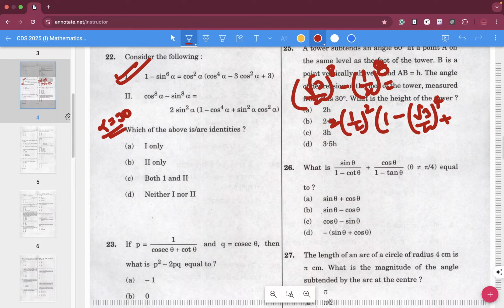Okay, right? Whenever you come across sin cos, put the values 0. If you come across sin and cos, put the values 30 or 60. If you come across tan or cot, put the values 45, right?